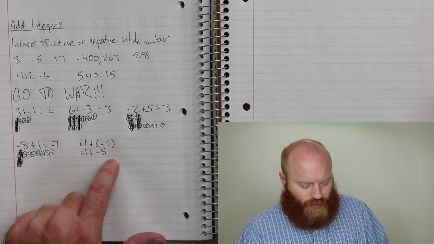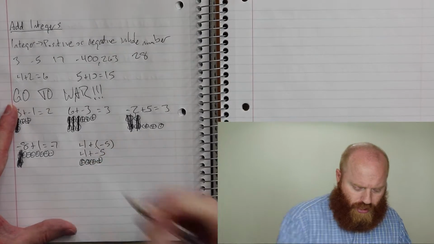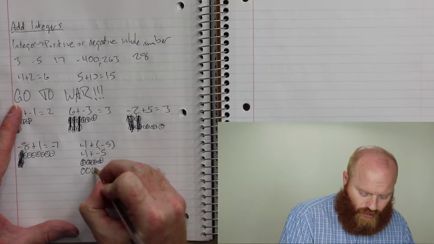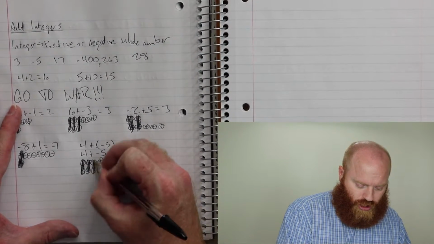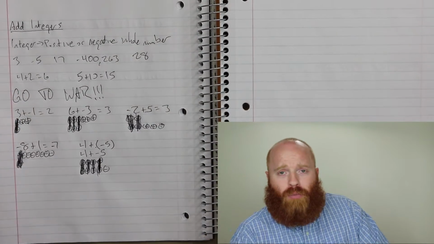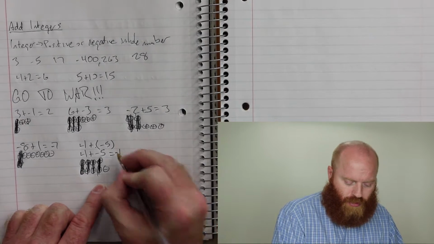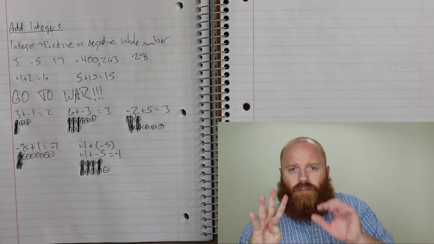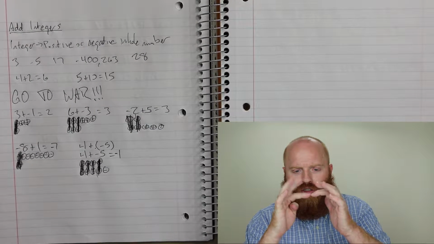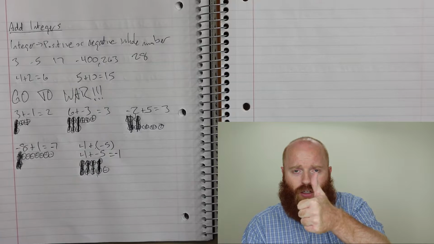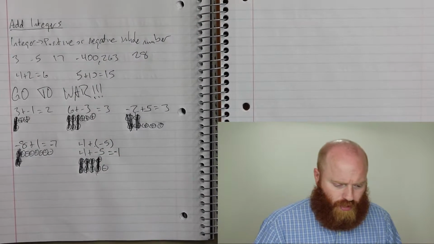Don't let them. So 4 plus negative 5, I'm going to put 4 good guys: 1, 2, 3, 4. Good guy, good guy, good guy, good guy. And then I have 5 bad guys: 1, 2, 3, 4, 5. Bad guy, bad guy, bad guy, bad guy, bad guy. Okay, how many people, what team? I've got 1 person, and he's on the bad guys. That makes sense. If you have 4 good guys and 5 bad guys, these guys are going to shoot, they're all going to die, and you're going to have 1 dude left, on the team that had more people. So negative 1.